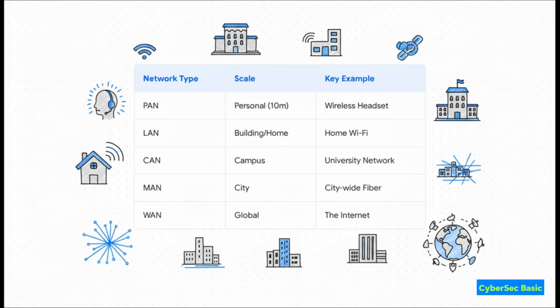So let's just do a quick recap of our journey. We started with the PAN, that's your personal space, like for your Bluetooth headset. Then we zoomed out to the LAN, which covers your home or office with Wi-Fi. We linked a bunch of those together to make a CAN, like on a university campus. Then we scaled up to cover a whole city with a MAN using fiber optics. And finally, we have the WAN, the global network that holds it all, the Internet.